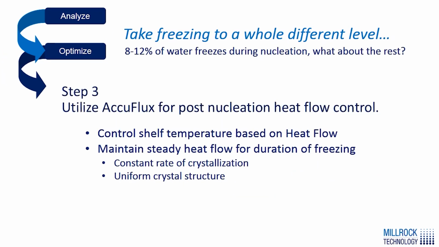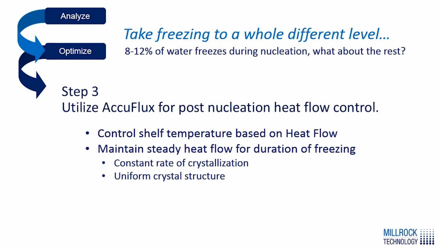Now that we've used controlled nucleation as the first step of optimizing our freezing side of this freeze-drying recipe, we want to finalize and completely optimize this freeze-drying recipe by using AccuFlux for post-nucleation heat flow control. What this feature does is it controls the shelf temperature based on a user set heat flow setting. For example, -400 watts per meter squared, which says after nucleation, we want to maintain this steady heat flow for the rest of the duration of freezing, which leads to a constant rate of crystallization and a uniform crystal structure throughout the vial.